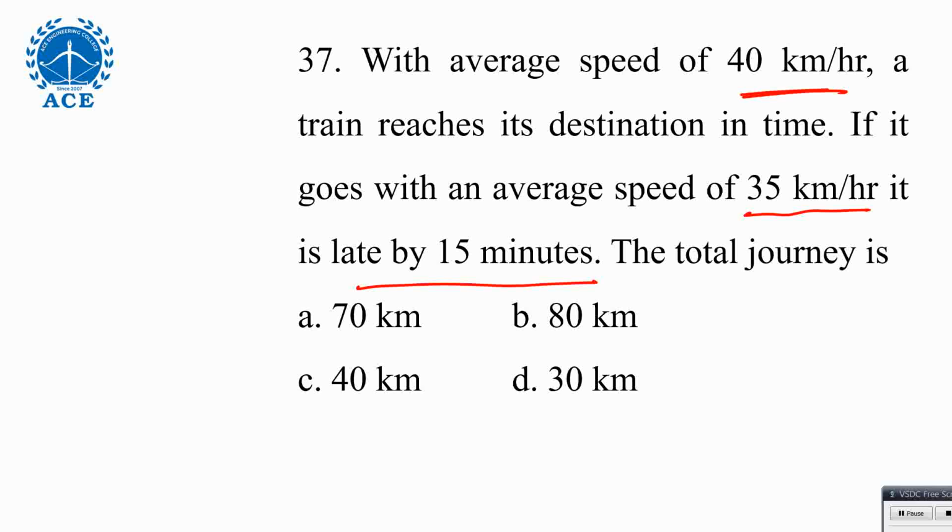Journey means always consider distance only, not timing. In this time and distance topic, journey means they are taking distance only. That's what we always solve, one question, 1/4 of the journey, half of the journey. Journey here is in terms of distance. With 40 speed, you are in time. With 35 speed, you are 15 minutes late.